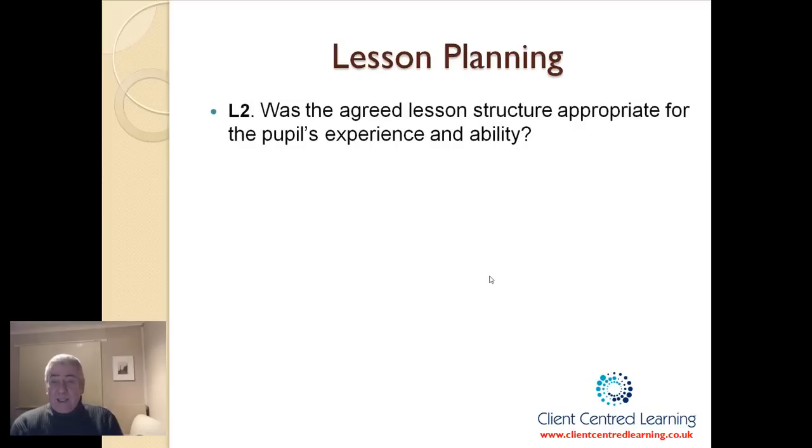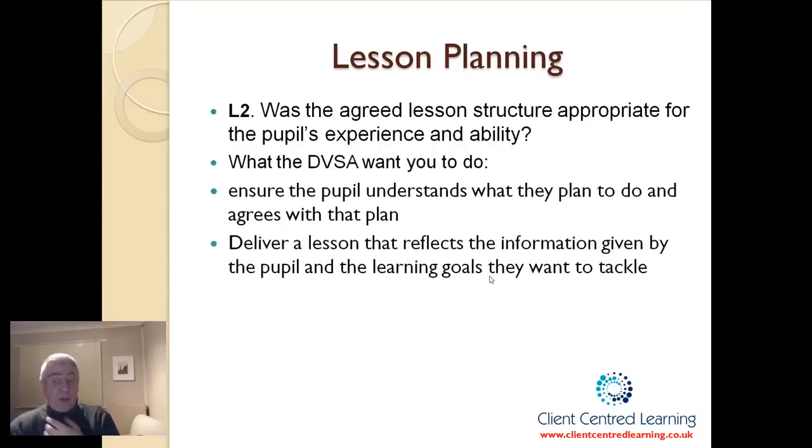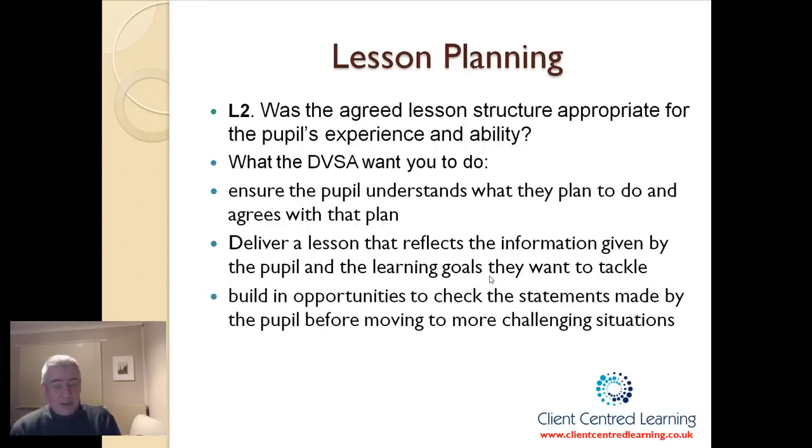This one ties closely to the first one. Was the agreed lesson structure appropriate for the pupil's experience and ability? What the DVSA are saying. They want you to make sure that people understand what the plan is, what it means to them, and that they agree with it. That you deliver a lesson that reflects the information given by the pupil and the learning goals they want to tackle, and that you build in opportunities to check the statements made by the pupil before moving on to more challenging situations.